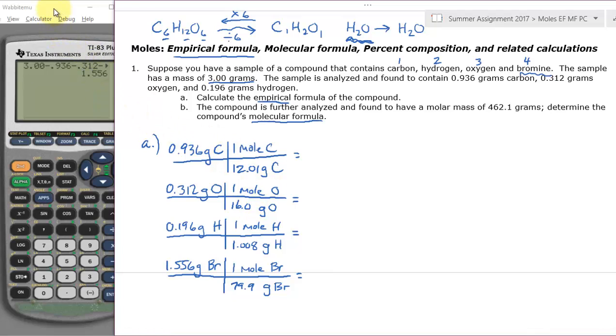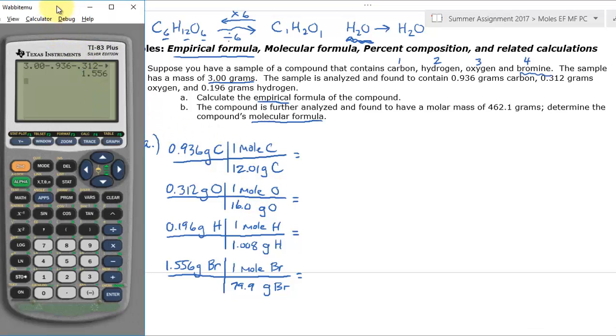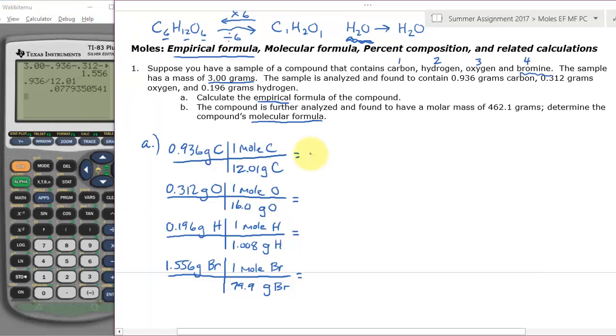So very simple arithmetic. Punch this into my calculator. We're simply converting units. So for carbon, we have 0.936 grams divided by 12.01 grams in a mole. Means I have only 0.0779 moles here. 0.0779 moles. And I'm going to make sure to label that.